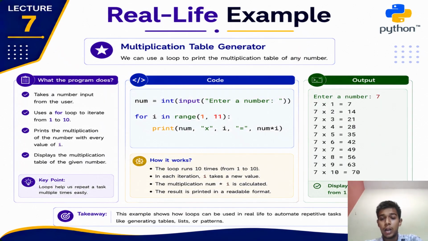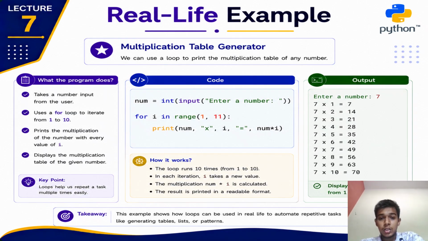Now let's apply what we learned in creating a simple program. In the example, we build a multiplication table generator. A multiplication table is something we learned in school. Instead of writing every multiplication manually, Python can generate the complete table automatically using a for loop. This is a perfect example of how loops save time and reduce repetitive work.